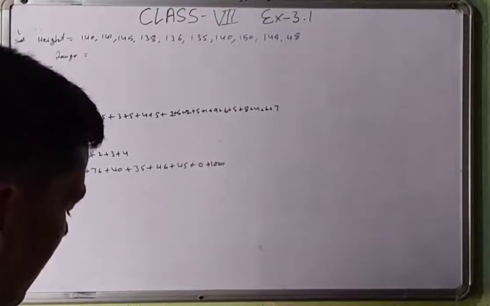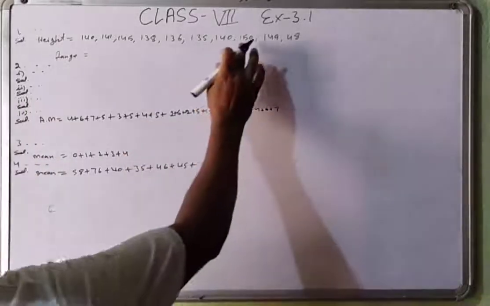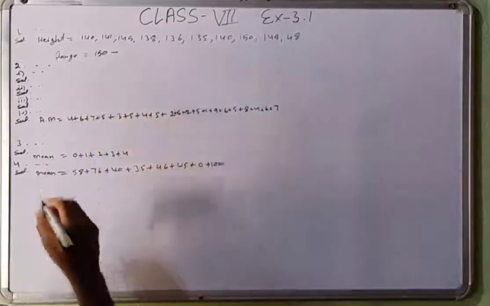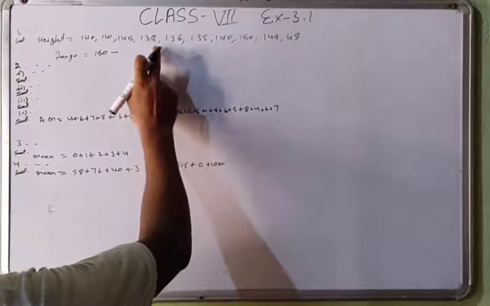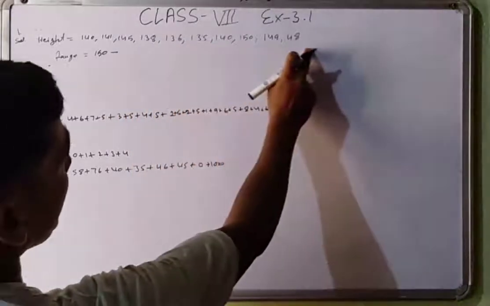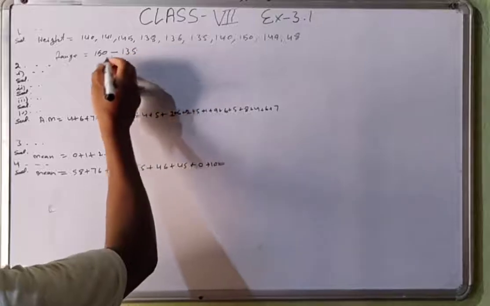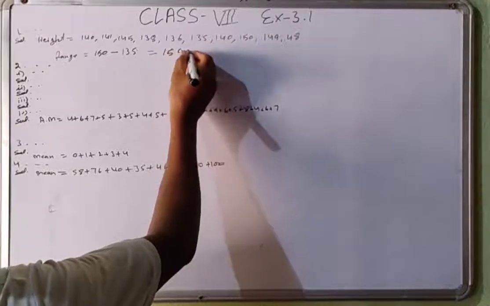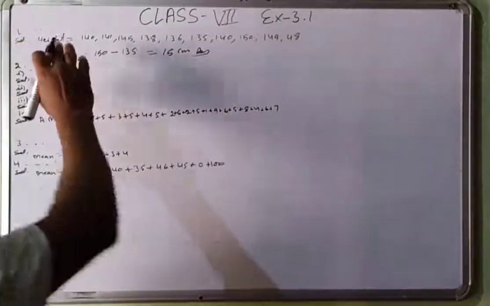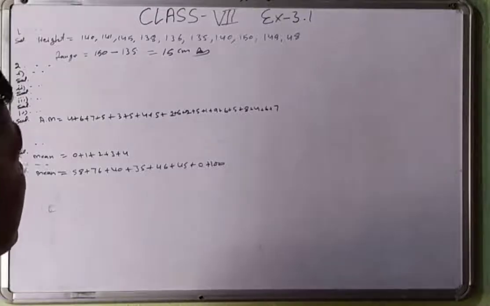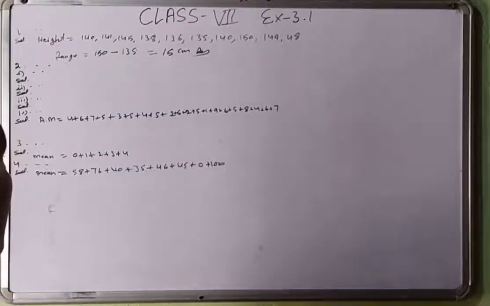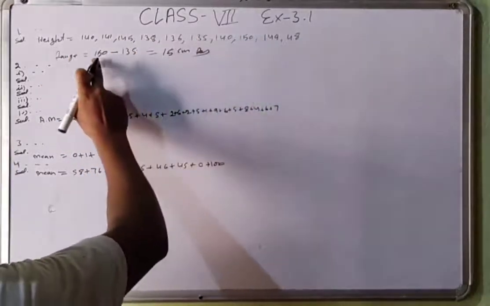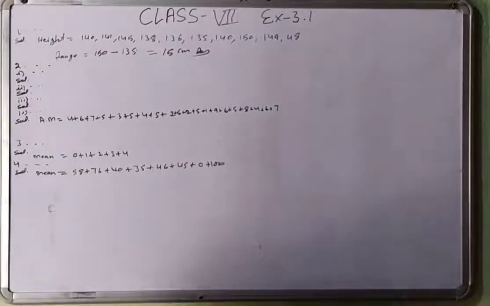And range means the highest height, which is 150, minus the lowest height, which is 135. Among the heights 138, 136, 135, 135, the subtraction of both will be the answer, 15 centimeter. So first of all, you will write the heights of 10 students of your class, and then range means the highest of these data minus the lowest of these data; that subtraction will be the range.